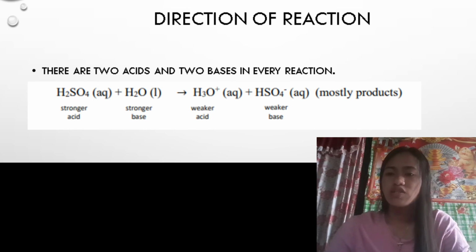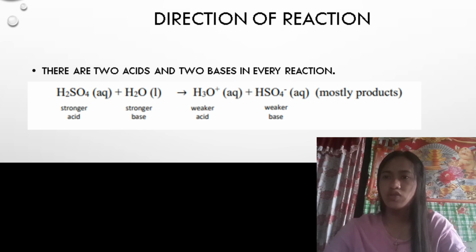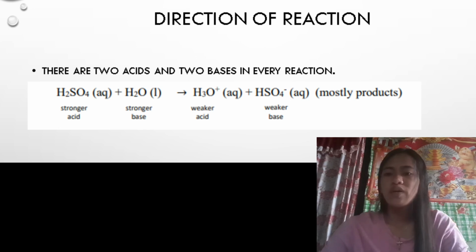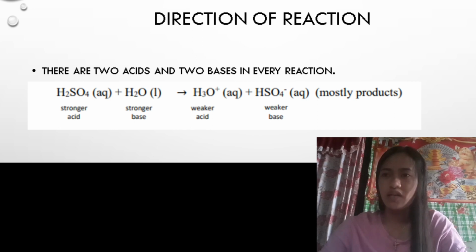In the chemical reaction example attached in our PPT, we can see that sulfuric acid dissociates with water and its products are hydronium ion and hydrogen sulfate ion. So we can say that sulfuric acid, or H2SO4, is a strong acid which readily gives up H plus to the water. We already know that acids are capable of donating H positive to the base, and the bases are capable of accepting H positive from the acid.